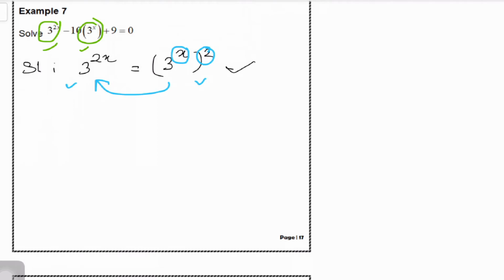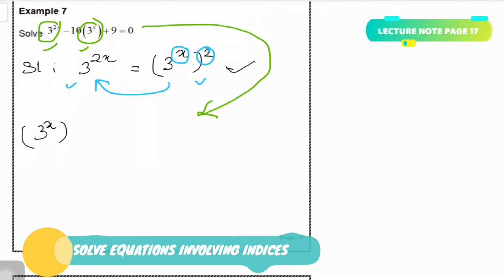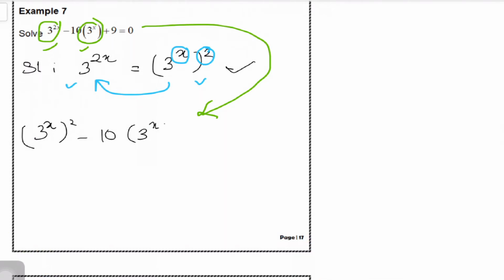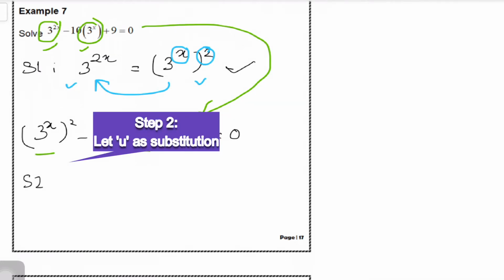So now you can rewrite your original equation as (3^x) squared minus 10 times 3 to the power of x plus 9 equal to 0. So notice here, you already have the same term of indices. So now your equation becomes much easier. We are going to proceed to the next step, step 2, where we are going to apply the substitution technique.